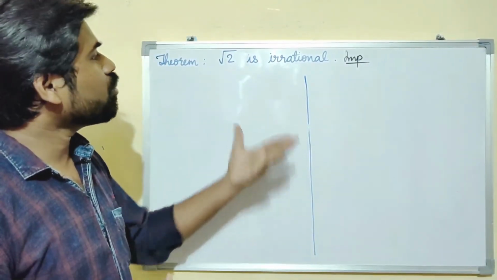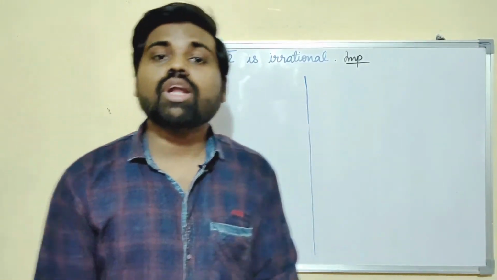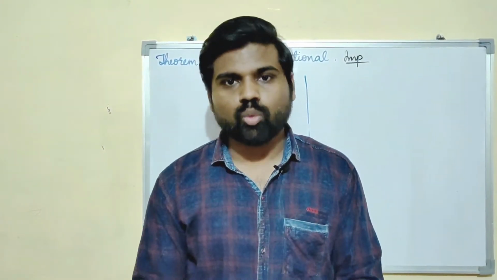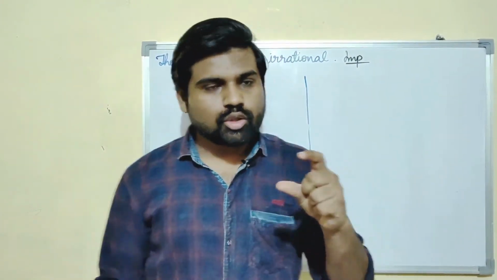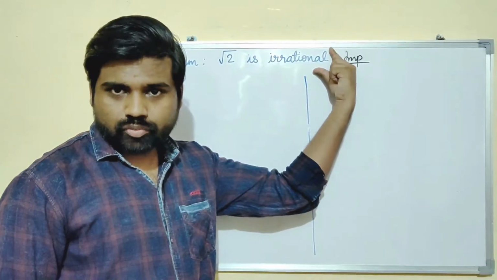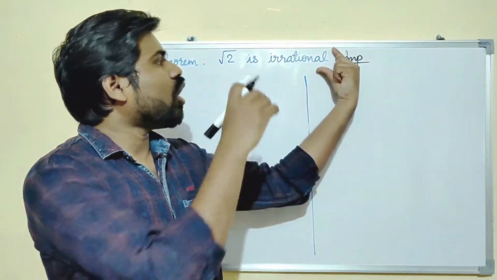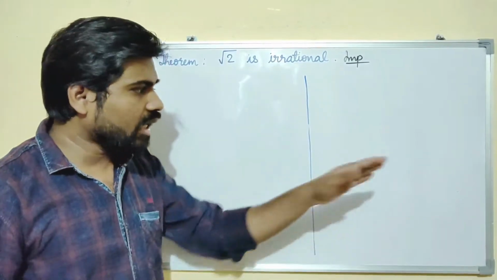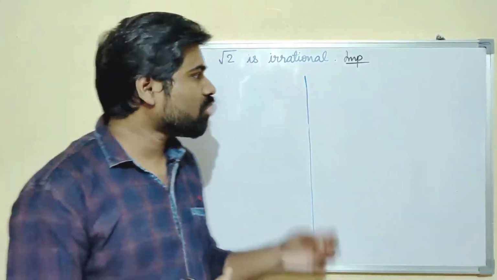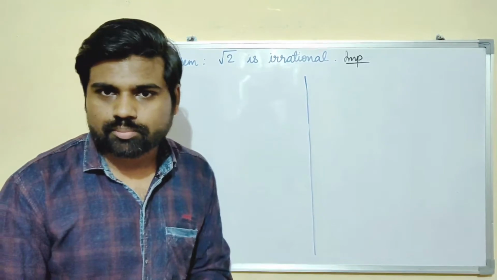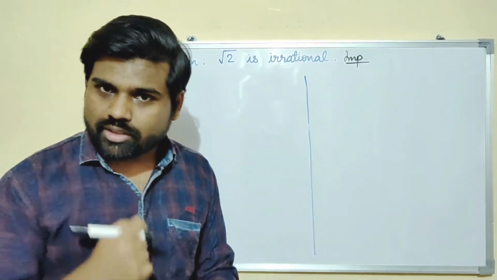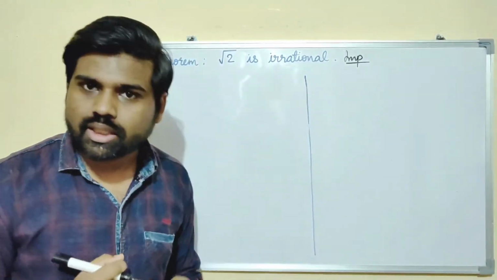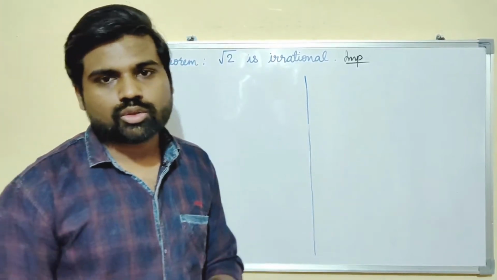Now, how will we prove that root 2 is irrational? We'll use the contradiction method. What is the contradiction method? We'll assume the opposite of the statement. Okay, we'll begin with the opposite of the statement and we'll do some calculations, and at the end we'll come to know that whatever we have assumed was wrong. That means if our assumption is wrong, the question is right. Right? Let us try to solve this.